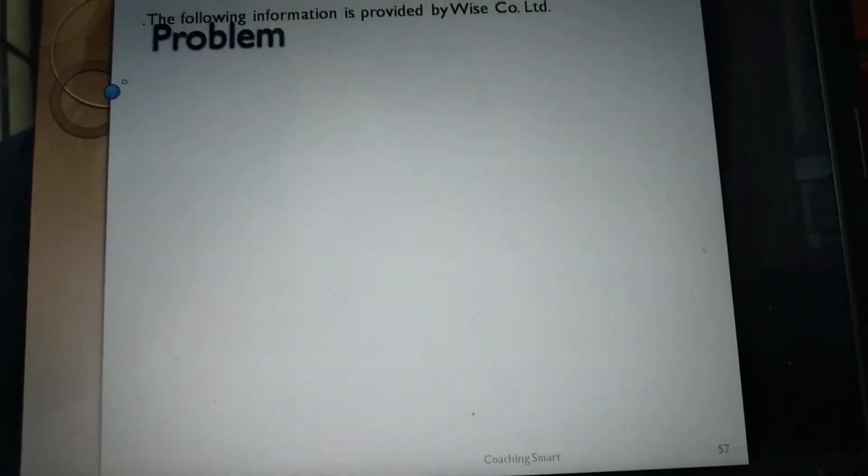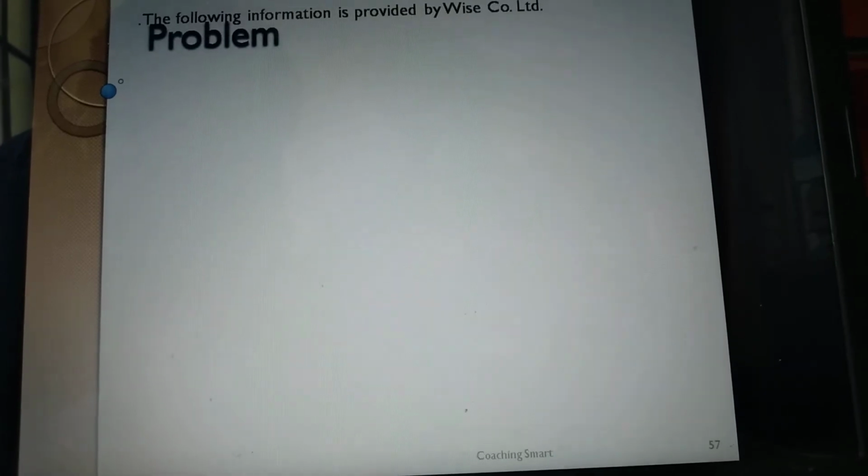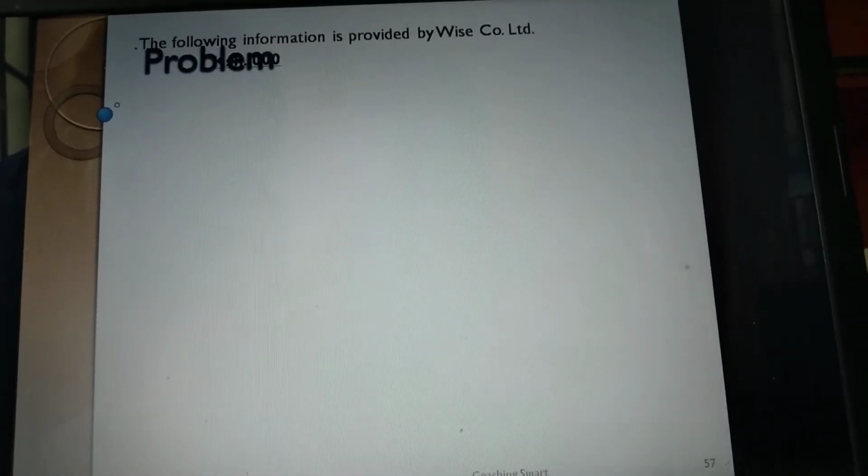Work out the format. Now, this is the problem. Our aim is to handle or sort out the problem. Now, from our reading, the following is our problem.